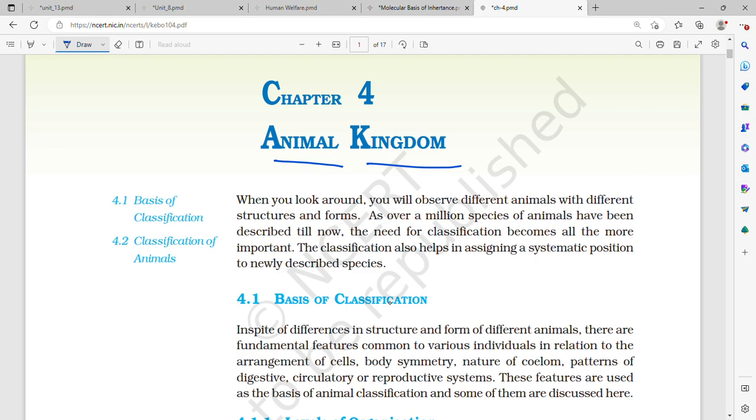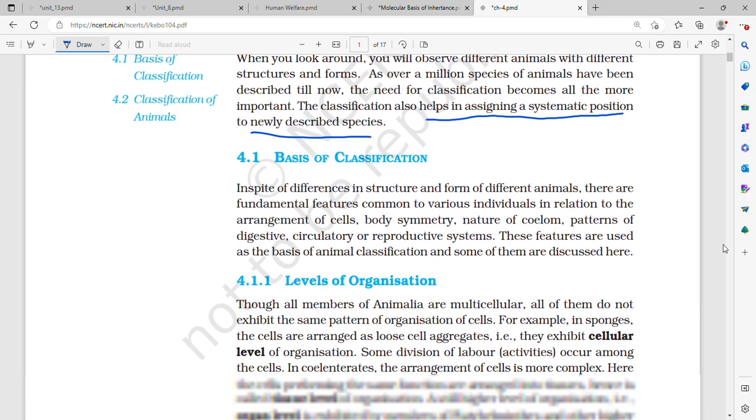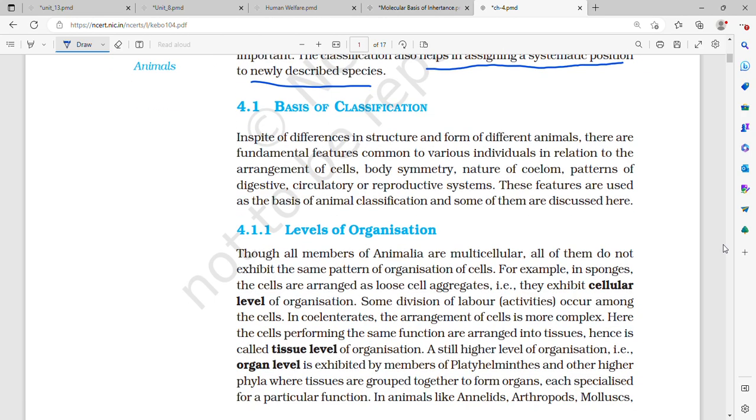When you look around, you will observe different animals with different structures and forms. As over 1,000,000 species of animals have been described till now, the need for classification becomes all the more important. Classification also helps in assigning a systematic position to newly described species.